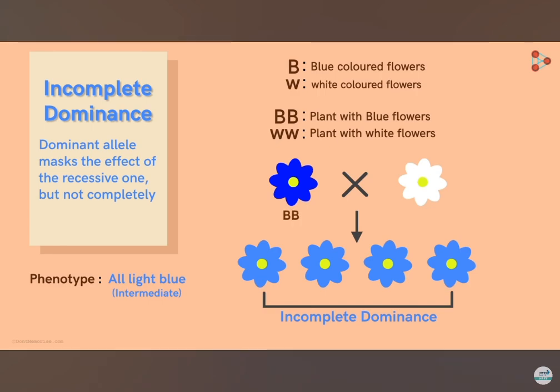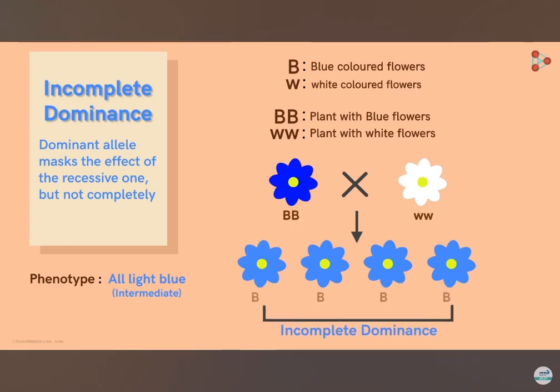Theoretically, BB crossed with ww will give us Bw. So genotypically, all the F1 hybrids will have both the alleles. Phenotypically, all of the offsprings will have an intermediate color between dark blue and white.